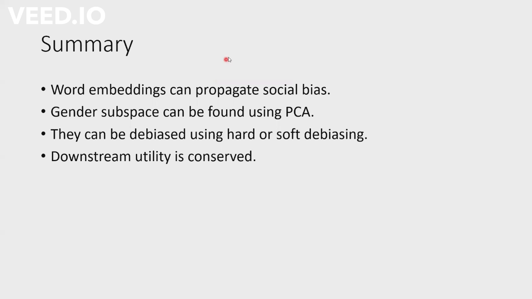To summarize, word embeddings can propagate social bias, and it is often useful for us to debias them. The gender subspace can be found using PCA, and it can be debiased using hard or soft debiasing. Earlier results have shown that downstream utility is also conserved using these methods. So that is the end of this presentation.